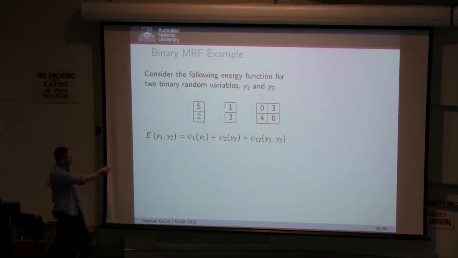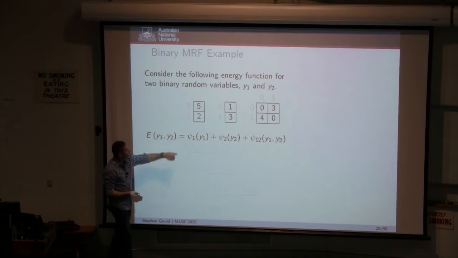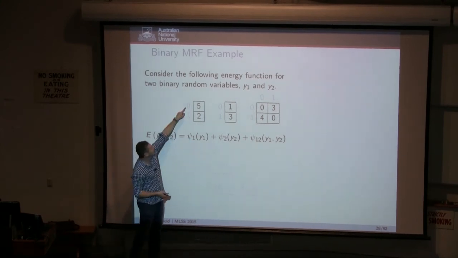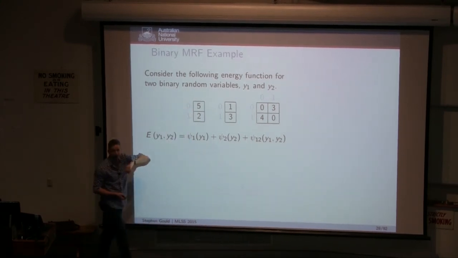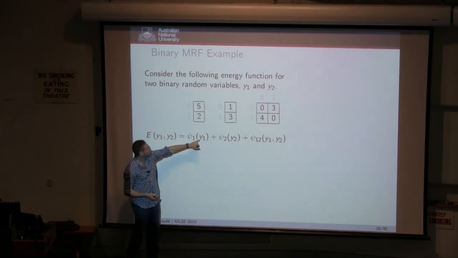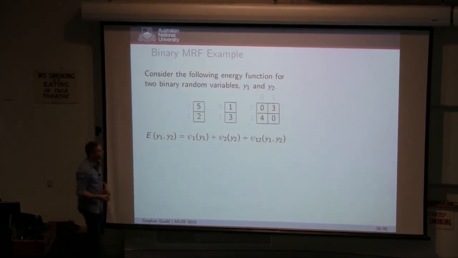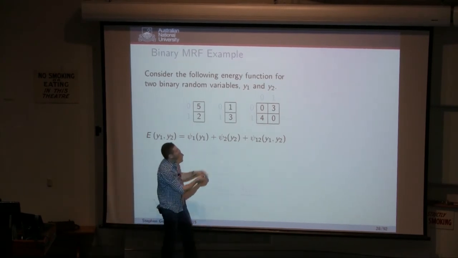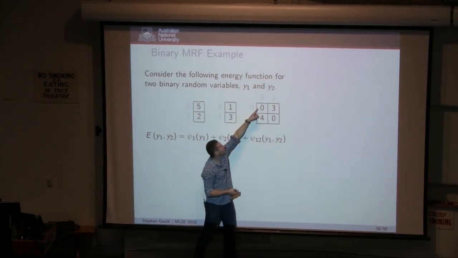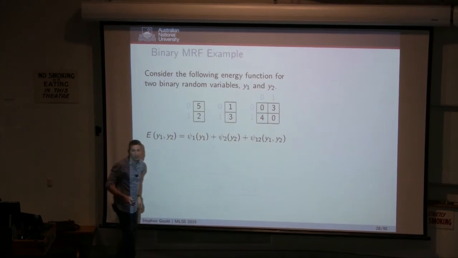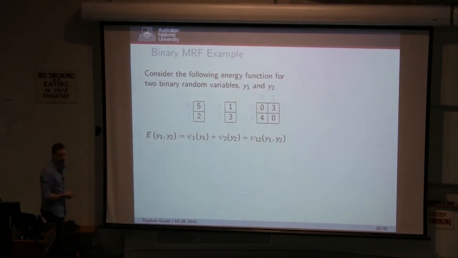And I'm going to define these factors by these tables here. So the first factor, if y1 takes value 0, it's going to return a value of 5. If y1 takes 1, it's going to give me a value of 2, and so on, right? Same here with the pairwise factor. If y1 takes 0 and y2 takes 0, the factor evaluates to 0. Okay?